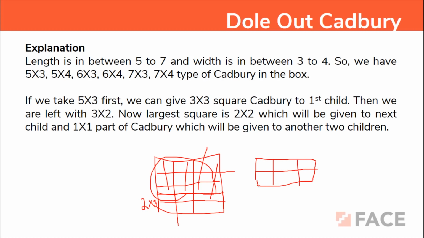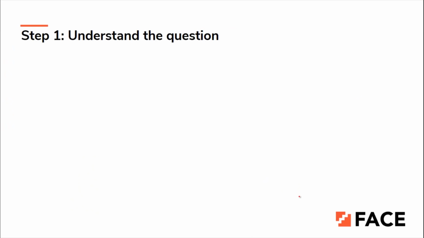Isn't it? So again, if I want to break it in a square manner, then this would be taken away and you will be left with this part. It would be like this. Here this is not in the form of a square because there are 2 rows and 1 column. So again I'll break this into 2 parts. This is 1 part and this is 1 more part. So totally there are 4 children who will get chocolates. This is for one combination, 5 cross 3.